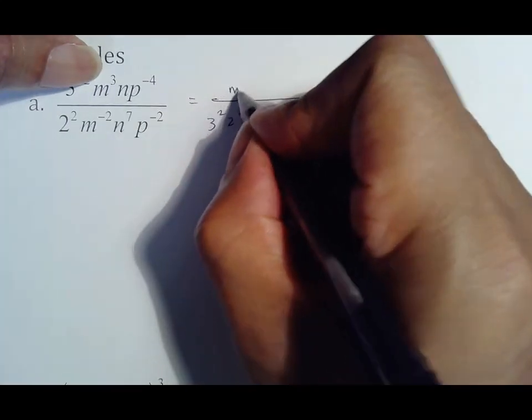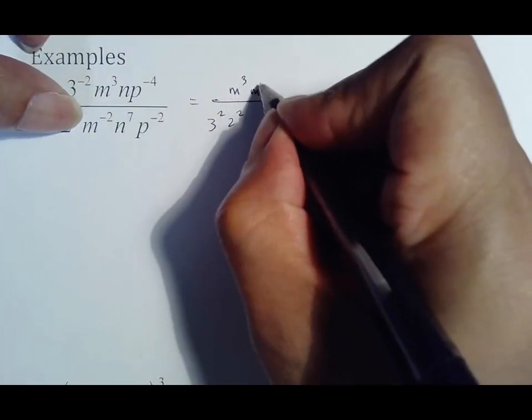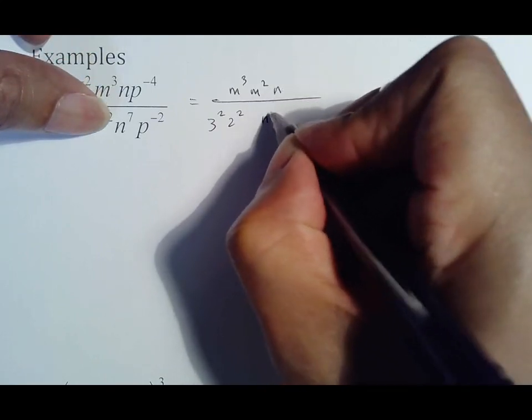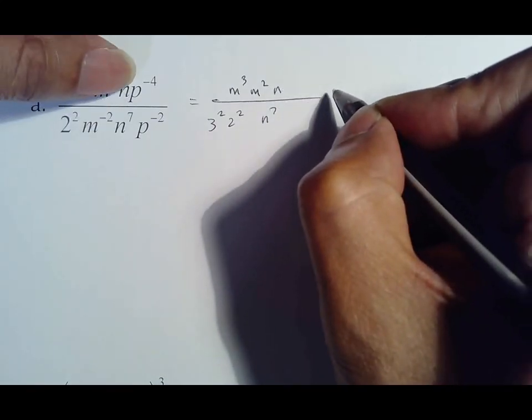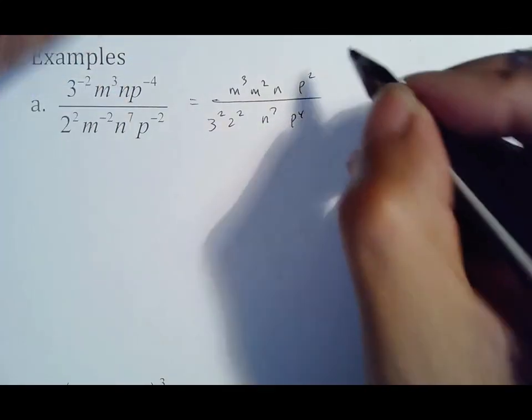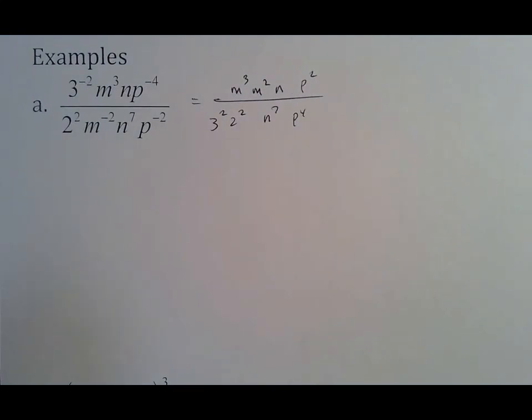So m to the third wants to be up top. M to the second wants to be on top. N wants to be up here. N to the seventh wants to be down there. P to the fourth looks like it wants to be here. P to the second looks like it wants to be here. So again, that's where your practice comes in.